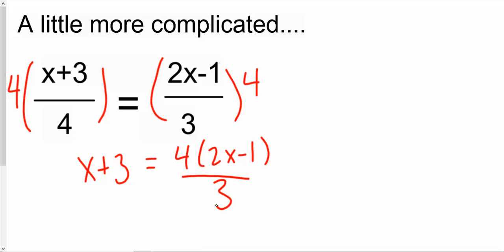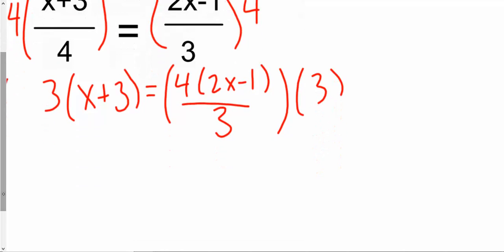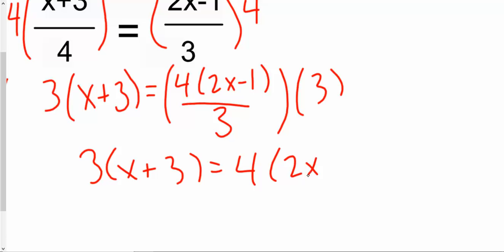But we still have that problem of dividing by 3. We don't really like dividing by 3 because 2x and negative 1, none of those numbers are divisible by 3. And 4 isn't divisible by 3. So we now need to multiply both sides by 3. That will get rid of our division by 3. So this gives us 3 times x plus 3 equals 4 times 2x minus 1.